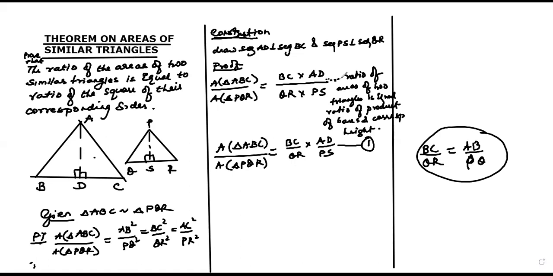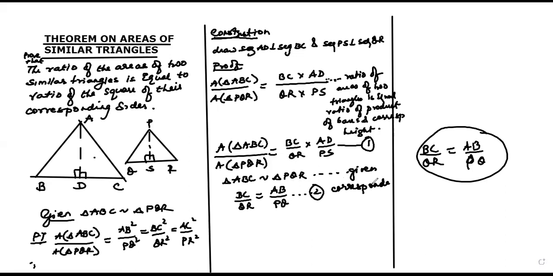So you can see here, children, statement number 1, this BC upon QR, I want AB upon PQ in place of it. So I will say this triangle ABC is similar to triangle PQR, given. Therefore, you can see BC upon QR, the ratio of the corresponding sides, is equal to AB upon PQ. Yes, why? Statement number 2, corresponding sides of similar triangles.